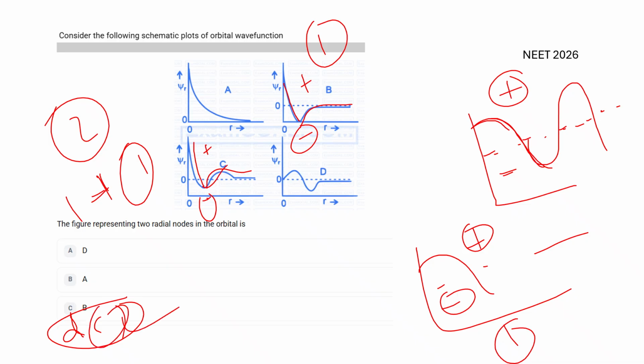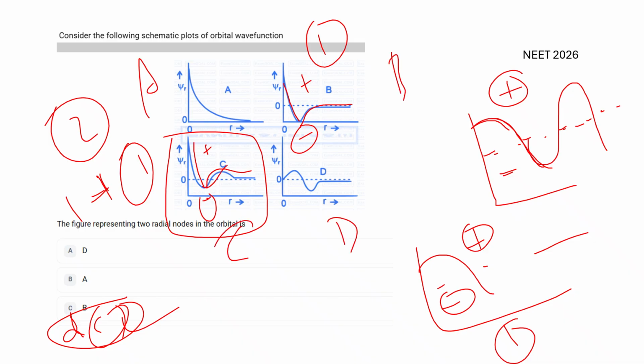This is plot A, this is plot B, this is plot C, this is plot D. So the third plot has 2 nodes, because the wave changes sign 2 times, consecutively 2 times. The consecutiveness is also important. So the answer is option C. This is the way to find the number of nodes from the given plot. This is a very important one.